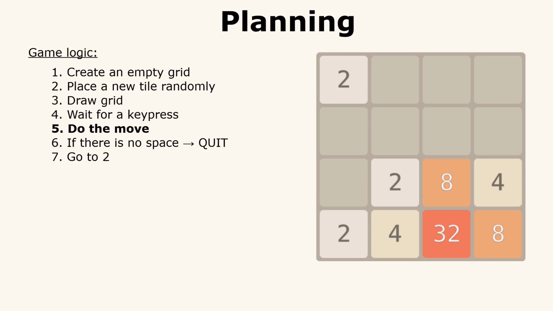Before we start to actually write some code, let's first think about the problem and try to break it down into smaller pieces. This will help us make the big decisions about how to store our data and how to structure our code. The overall flow of the game will be as follows. We create an empty grid, place a new number randomly, draw the grid on screen, wait for a key press from the user, do the move, check if there is some space left. If there is not, we would quit, and then we can go back to number 2 and repeat.